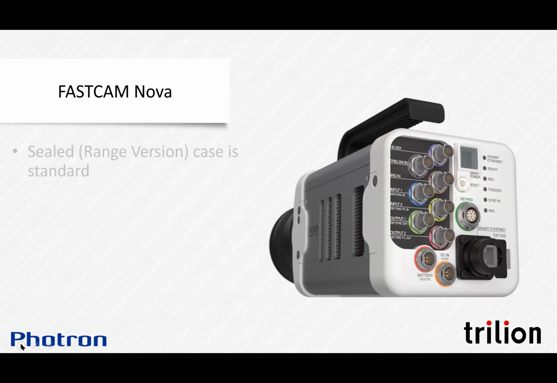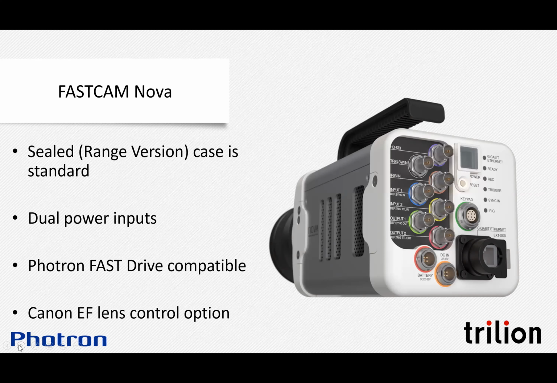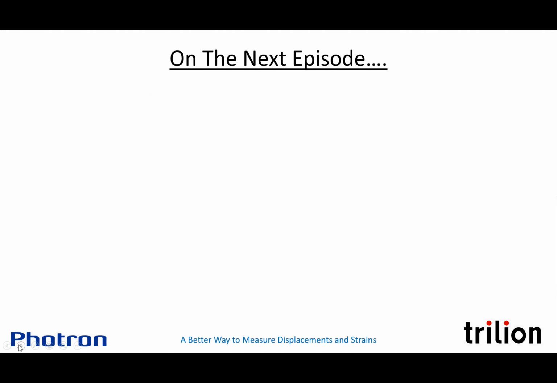And I could talk about it for a long time, but we want to speed through this. All of these come by default as sealed range version cameras, so that all the electronics are sealed from dust and debris. We do have dual power inputs. If you wanted a battery backup, you can plug that in. And then, as Tim said, it is fast drive compatible, so we can plug in the fast drive and get that data off very quickly. And for those folks that want to use a Canon EF lens, you can use that and control a Canon lens directly through the Photron software.